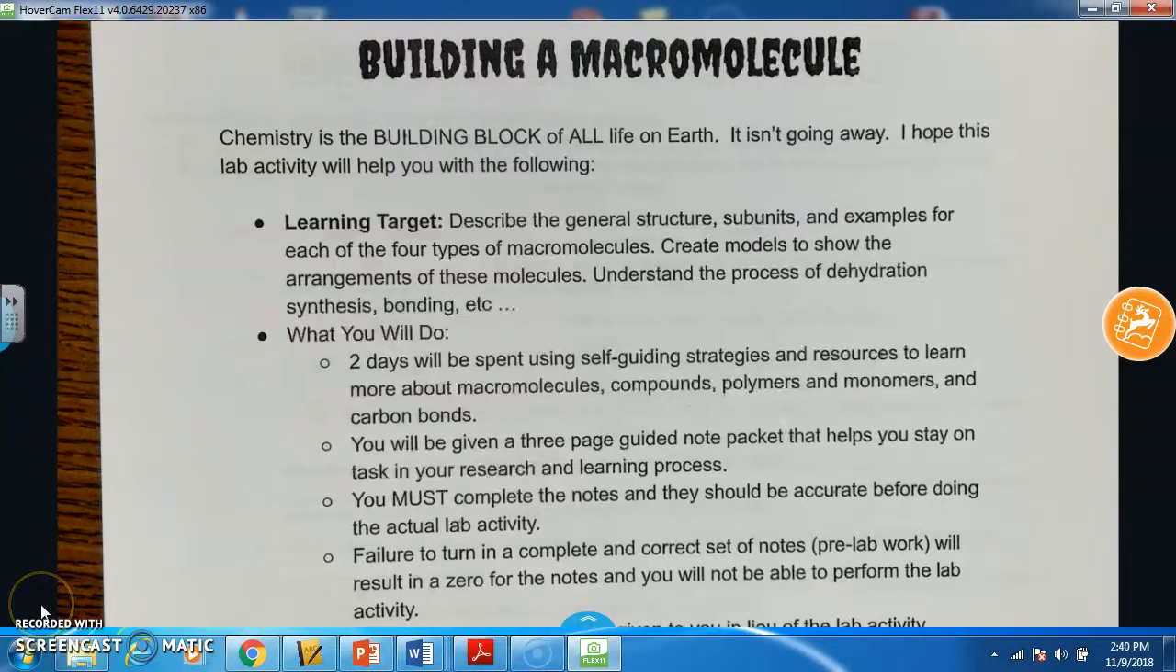The activity lab that you're going to be conducting will be called Building a Macromolecule. Chemistry is the building block of all life on Earth. It isn't going away. I hope this lab activity will help you with the following. Your learning target is to describe the general structure, subunits, and examples for each of the 4 types of macromolecules. You will be creating models to show the arrangements of these molecules. And we're hoping that you will understand the process of dehydration synthesis, bonding, etc.